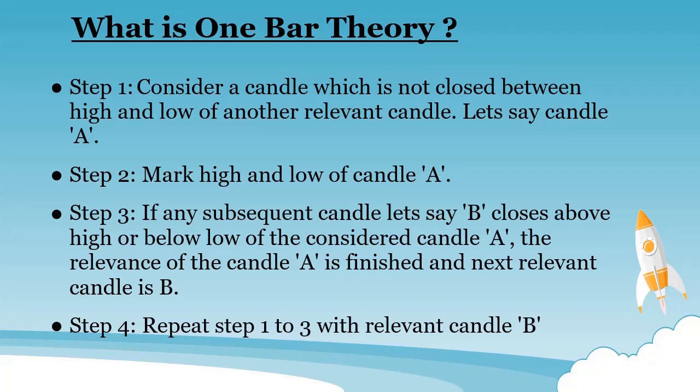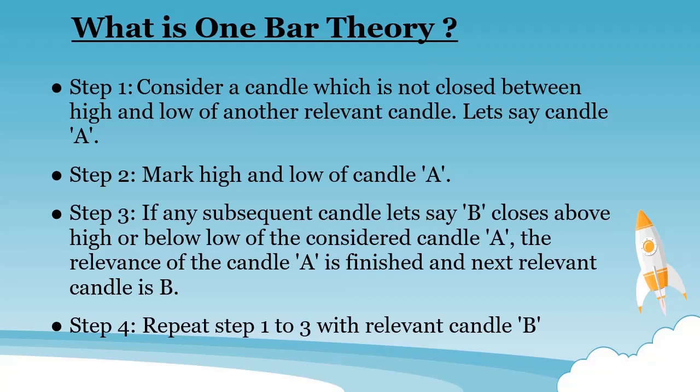Now step 3 is very important. Once we have considered a candle A and we have marked the high and low of a candle A, you will have to wait till another candle closes above the high of the candle A or the low of the candle A. Now any close that happens between the high and low of a candle A is not relevant to us. So our bias should be whatever the color of the candle A is. Like if it is green, our bias should be positive. If it is red, our bias should be negative.